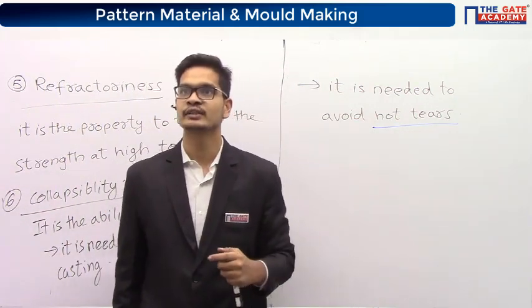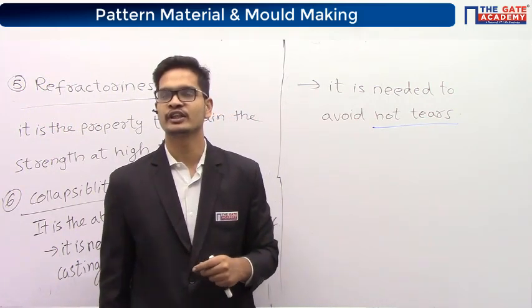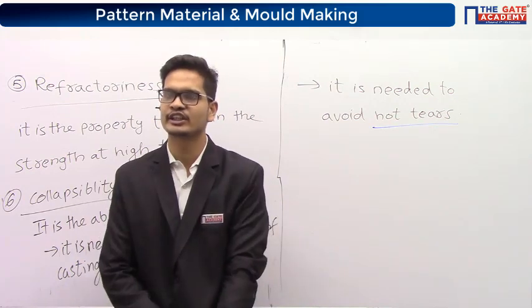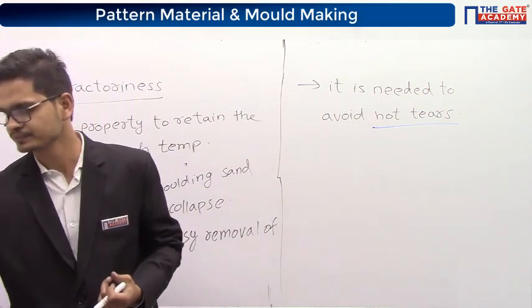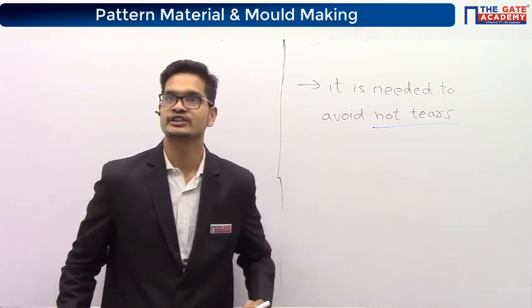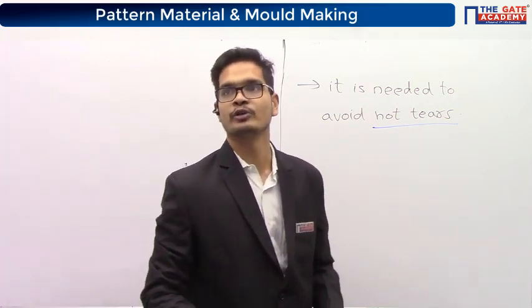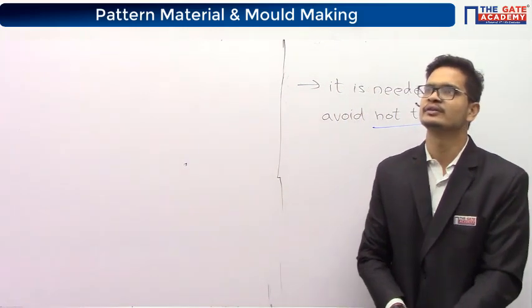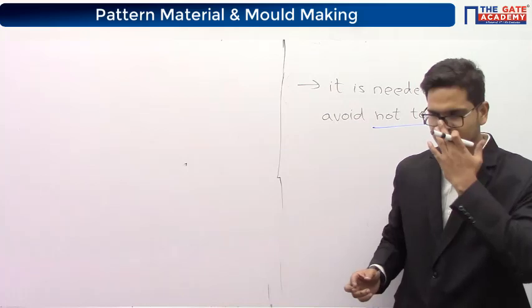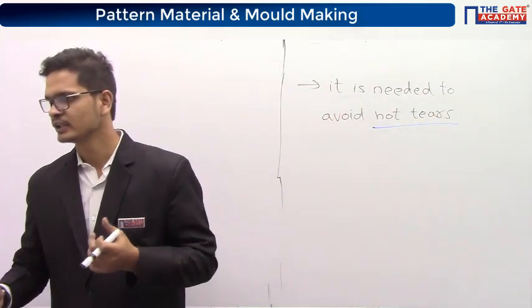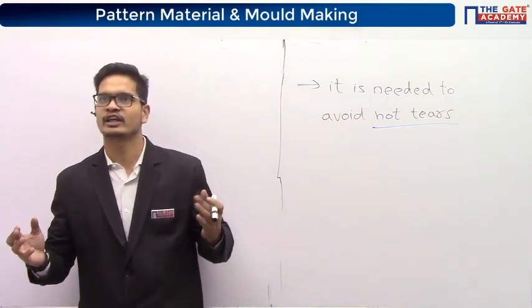Then Saurav is asking, sir, which type of strength are we concerned with in refractoriness? The green strength and dry strength, both. Crushing, tensile, etc. Mostly we'll look for tensile strength, because some expansion will be taking place. It can be both, crushing and tensile.